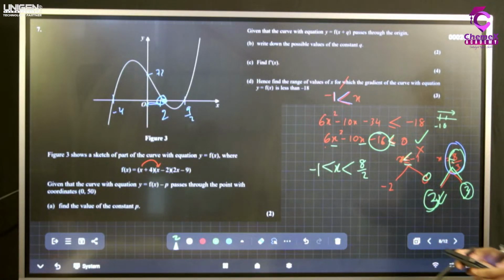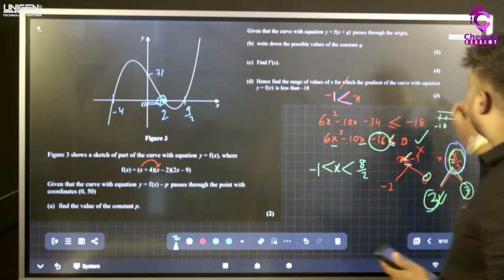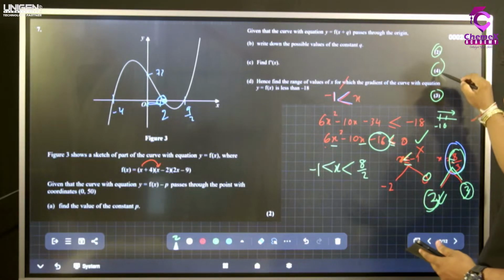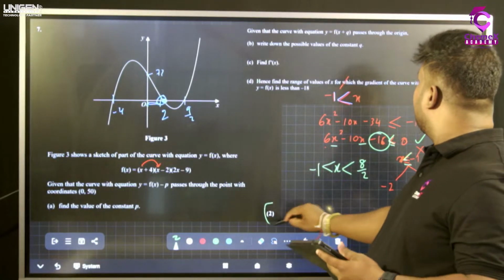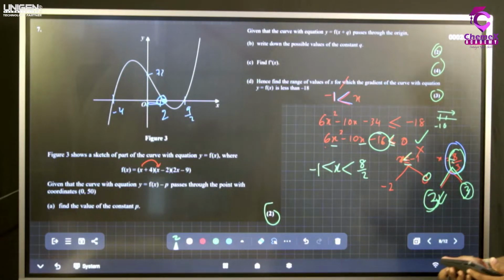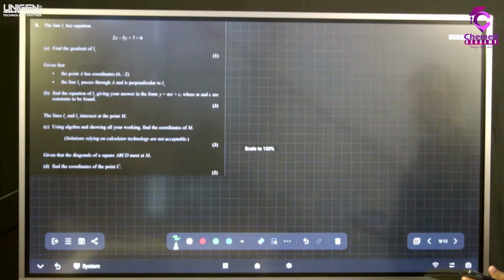All right. So that's it with that part. How many marks is that one? 7, 8, 9, 10, 11. Good question.